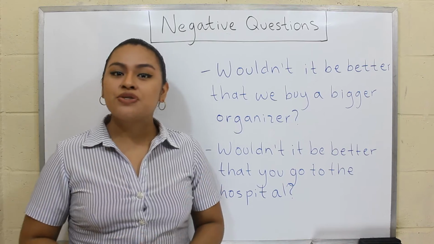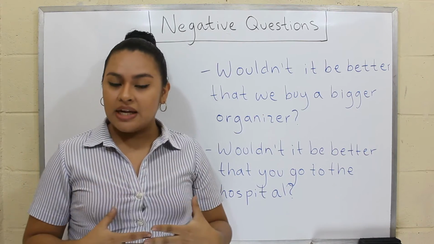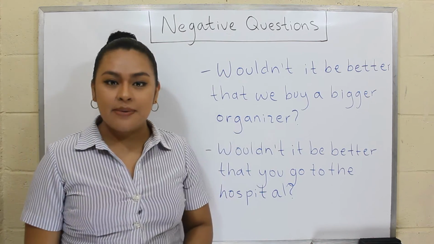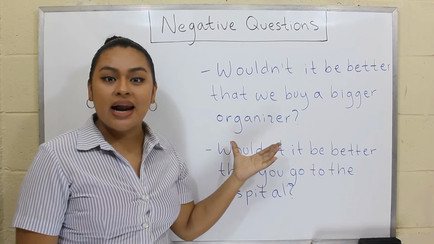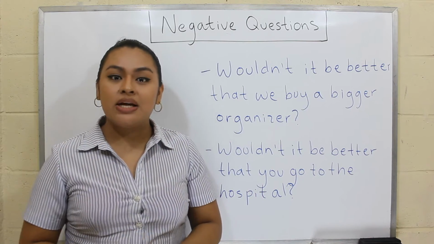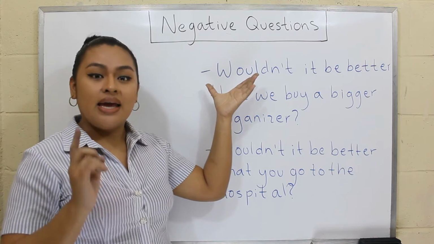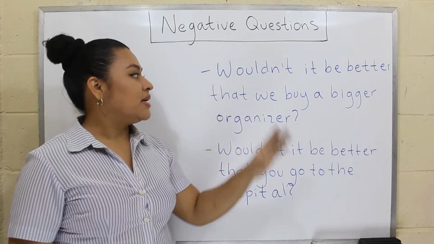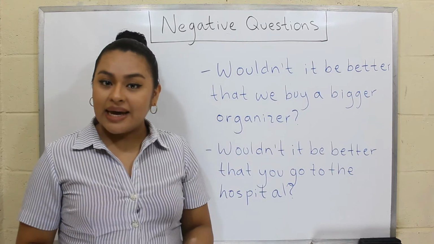Alright, we can also use negative questions when we want to express our opinions in a more polite way. Here we have two examples. Wouldn't it be better that we buy a bigger organizer? In this example, we are expressing our opinion in a more polite way. Yes, we can say it would be better that we buy a bigger organizer, but by saying wouldn't it be better, it sounds more polite.